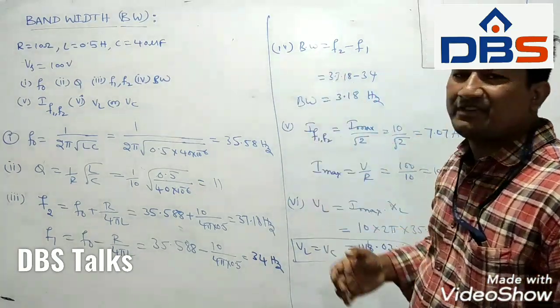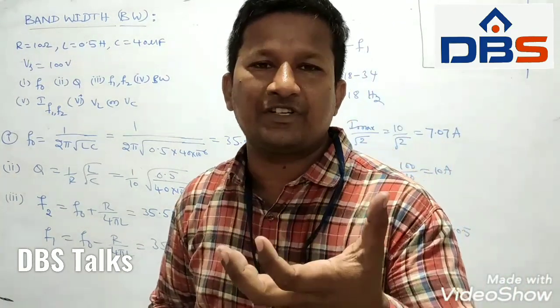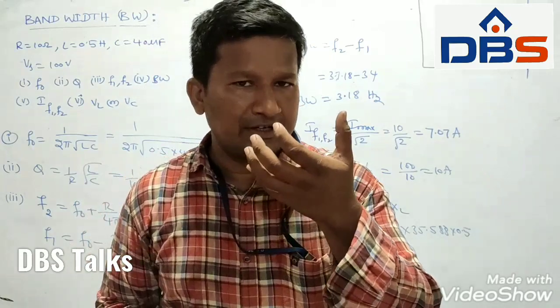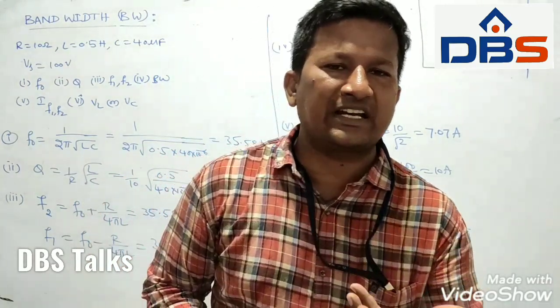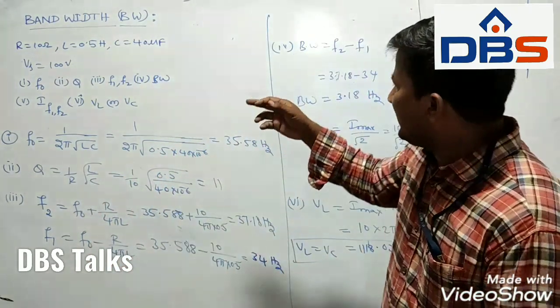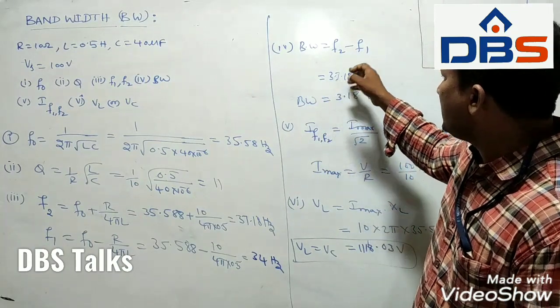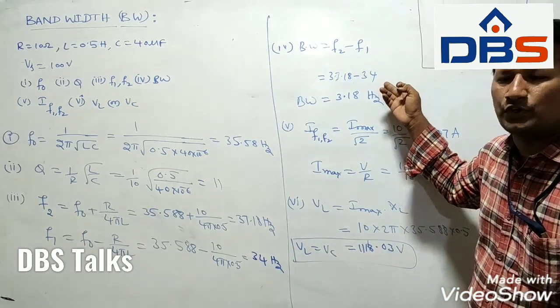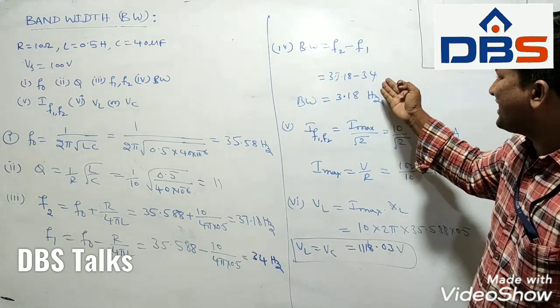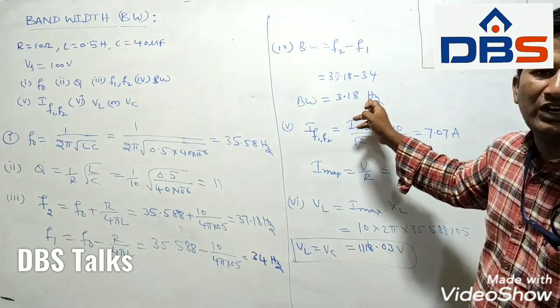Now find out the bandwidth. Bandwidth in the sense is the range of frequencies, or the difference between the lower cutoff frequency and the higher cutoff frequency. We are getting the higher cutoff frequency 37.18 and the lower cutoff frequency 34. So 37.18 minus 34 is equal to 3.18 hertz.